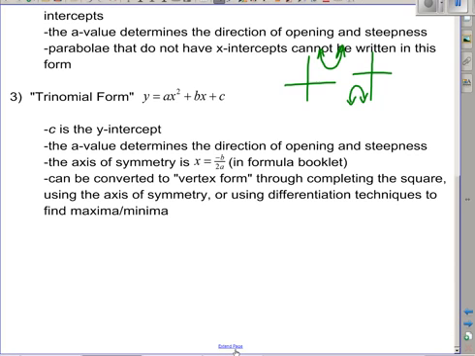It can be converted to vertex form by completing the square, by using the axis of symmetry, or using differentiation techniques. It's really up to you. So you have several possibilities here. Often you'll be asked to convert from trinomial form into vertex form. And that's where we're going next.